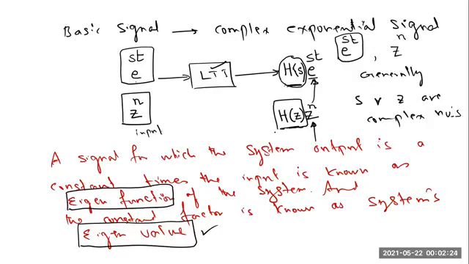Now, how have we arrived at this particular answer, that if this is the input, this is going to be the output? We can make use of the knowledge that we developed in chapter 2 for LTI systems. What do we know about LTI systems? We know that for an LTI system, the system output is the convolution of the input with the system impulse response. Okay, so let me prove this.